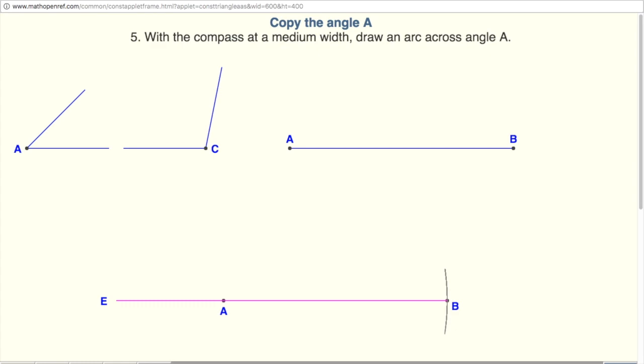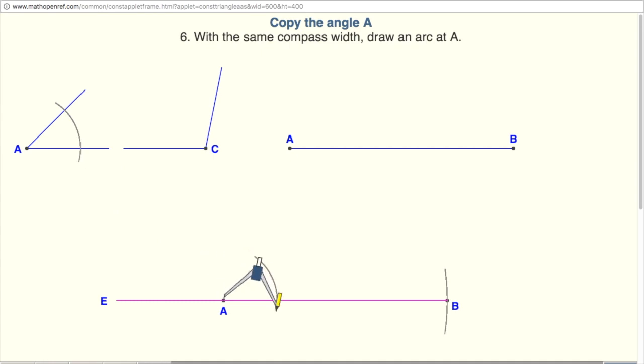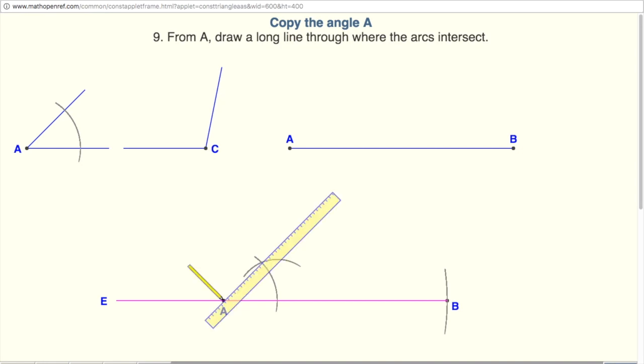Now with the compass at medium width, draw an arc across angle A. And with the same width, draw an arc at A. Set the compass width to the arc width at angle A. Now we're copying the angle here. Draw an arc in a similar position at triangle vertex A. From A, draw a long line through where the arcs intersect.